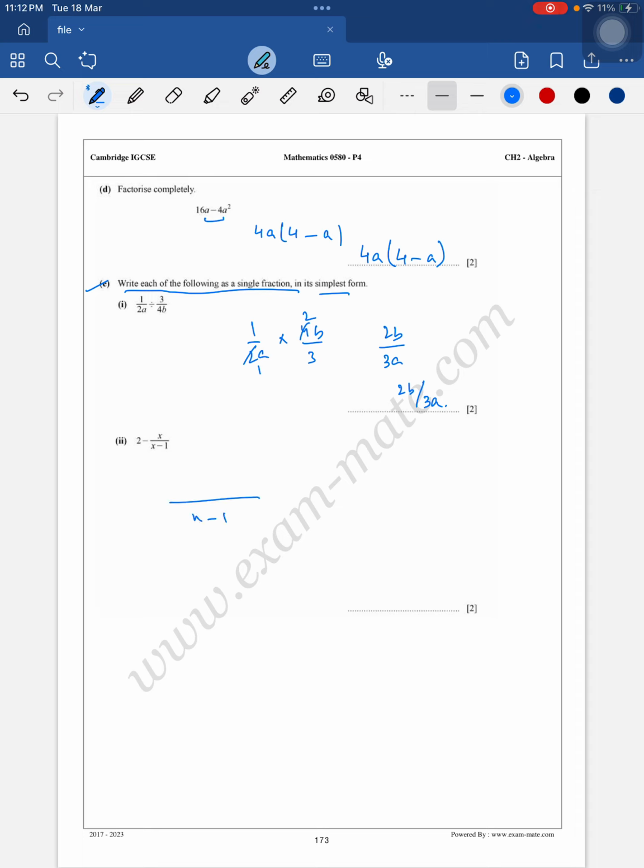Part 2, 2 minus x upon x minus 1. So x minus 1 is taken as LCM. It will be 2 into x minus 1 minus x, so 2x minus 2 minus x upon x minus 1. So that implies that 2x minus x is x, x minus 2 upon x minus 1.